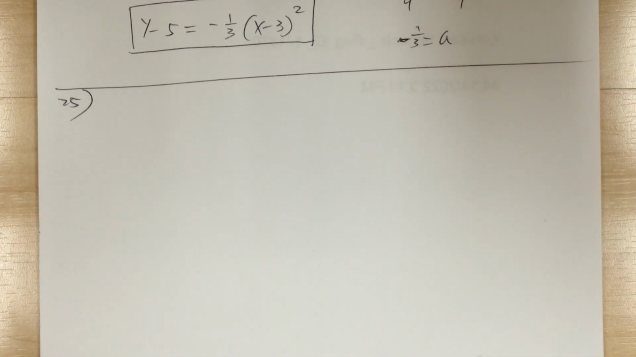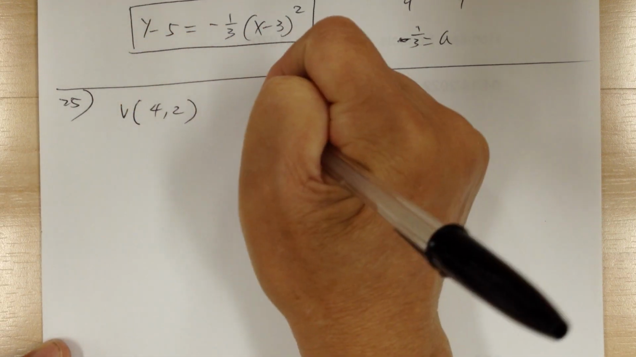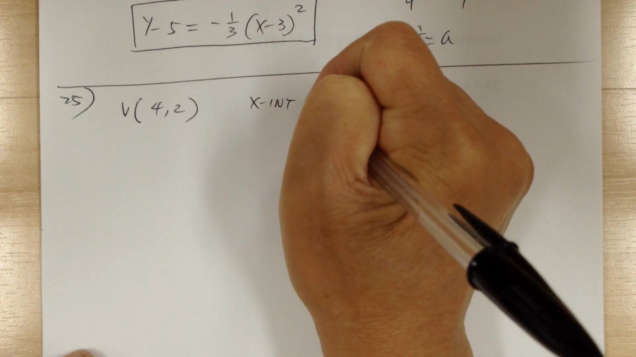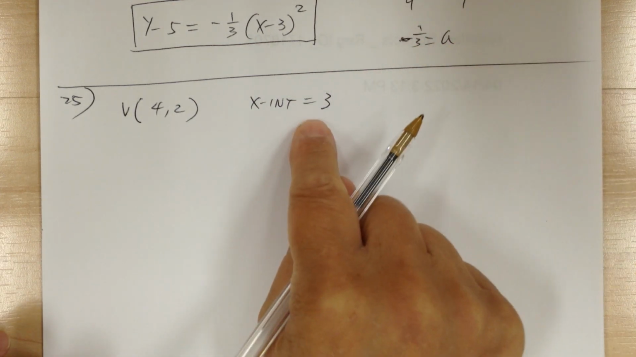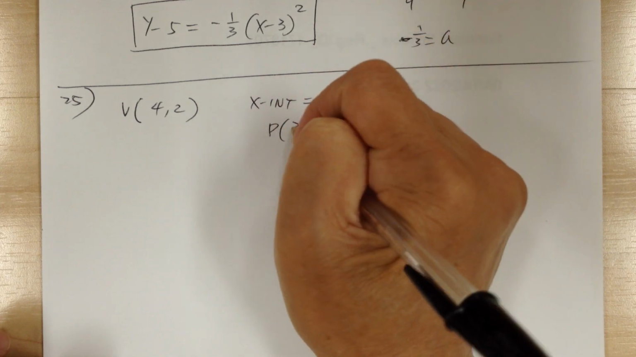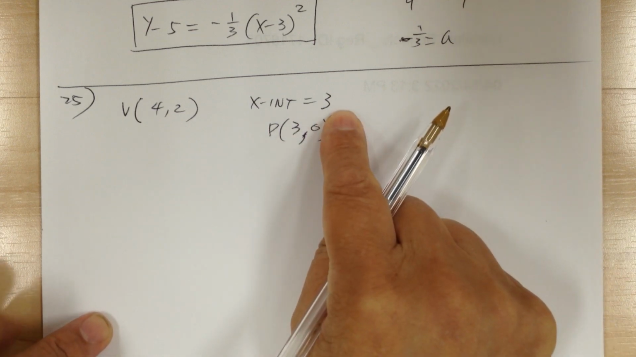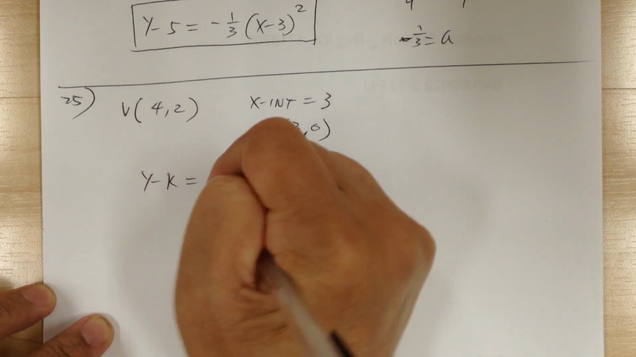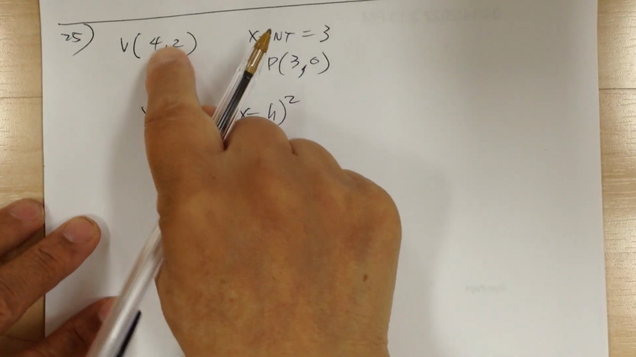This is going to be the same thing. The vertex is at (4, 2), and one of the x-intercepts is equal to 3. Again, you have to understand what this means. X-intercept is when y equals 0, so this is a point at (3, 0), because this is where you cross over the x-axis. So you can start with your template, y minus k equal to a times (x minus h) squared, and substitute this in here.